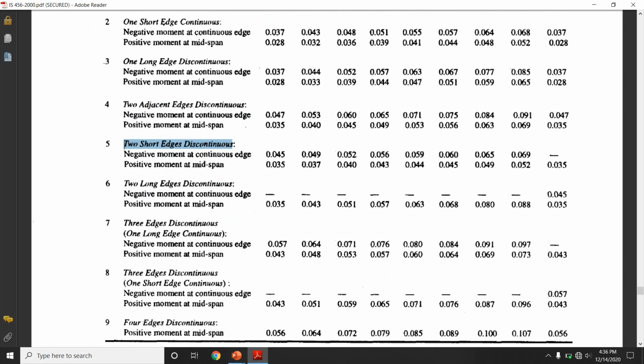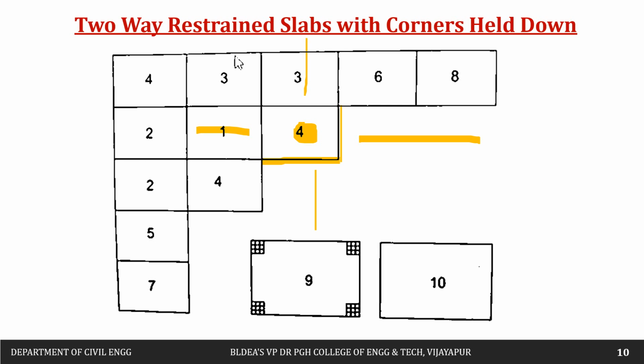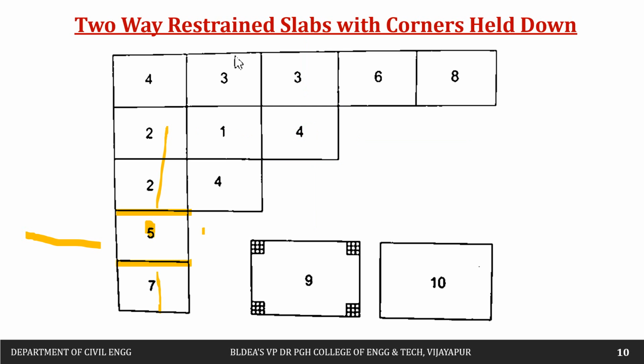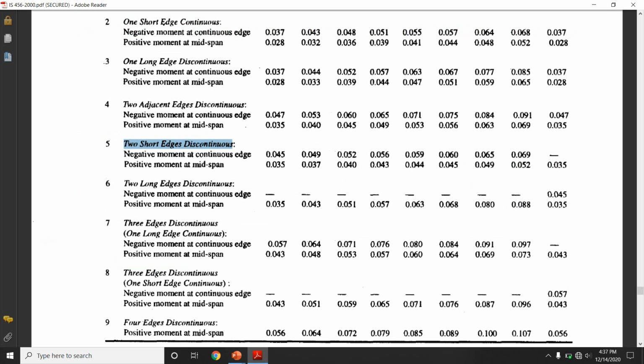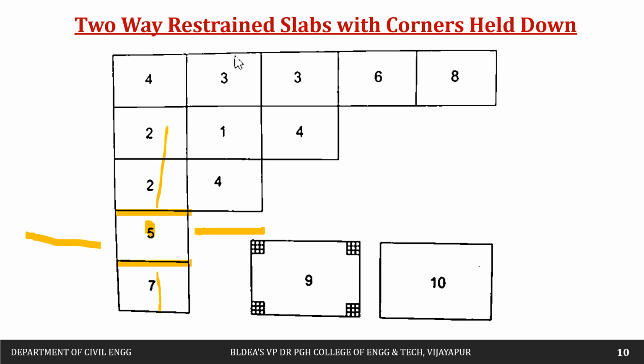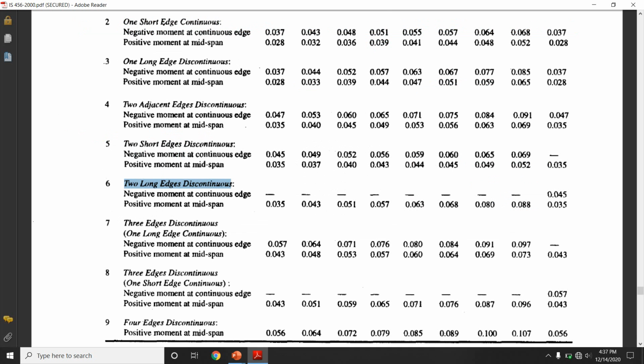Then next is two short edges discontinuous. Here is slab number 5. These are the long spans, which are continuous. But the short spans, on the left and right sides, are both discontinuous. Then next is two long edges discontinuous, that is 6. These are the long spans, and both are discontinuous. On the short sides we have continuity.